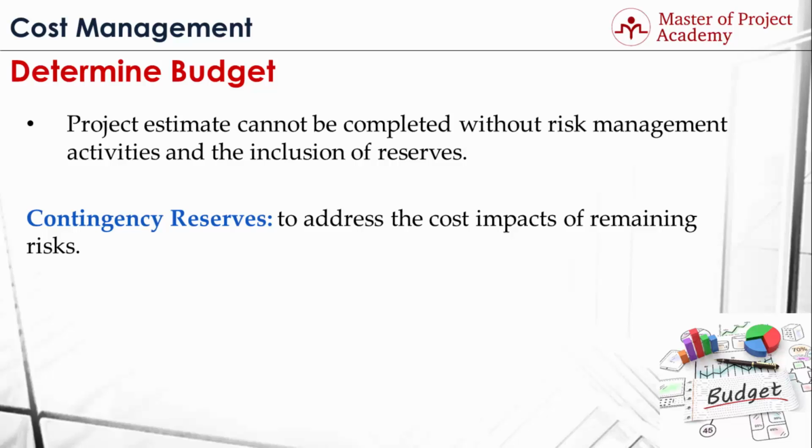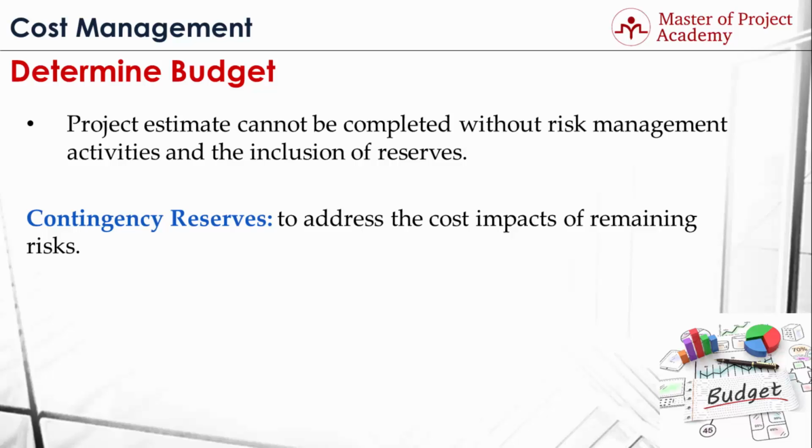For instance, let's consider that you're managing a construction project. Cost of the construction of the main frame of the building is $1 million. However, due to bad weather conditions, workers might not progress as planned, and this can cause an additional $100,000 to this activity. In this example, $100,000 is the contingency reserve for the bad weather conditions risk.